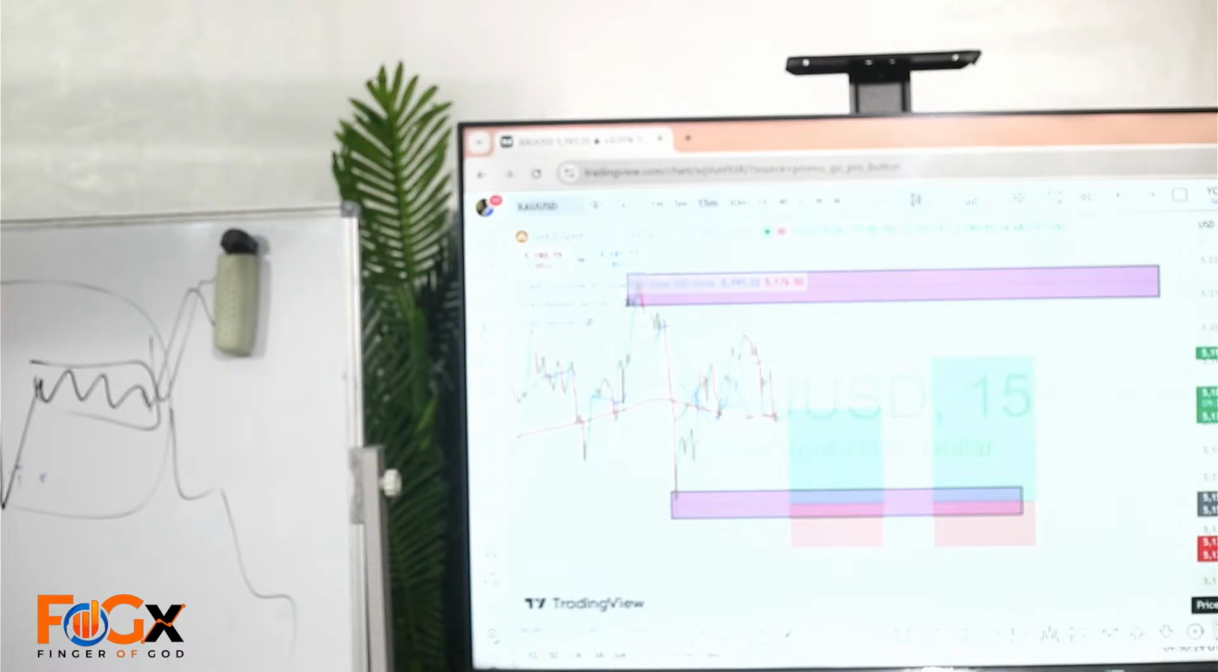5150.19. Yes. Always check. So you clear everything. So you now put 5150.19. Now stop loss is 5136.77.